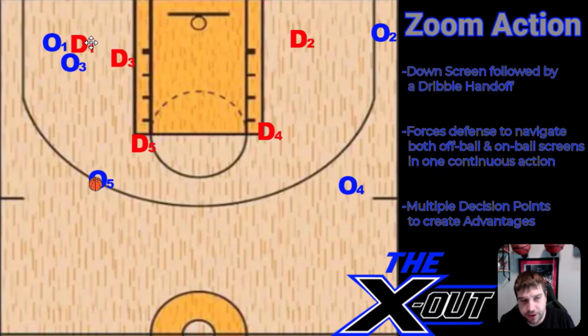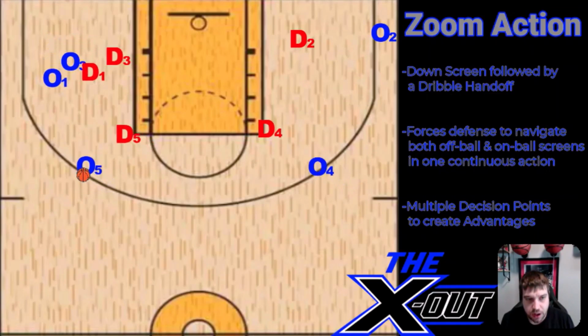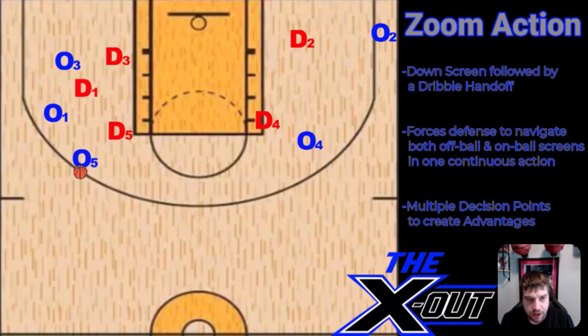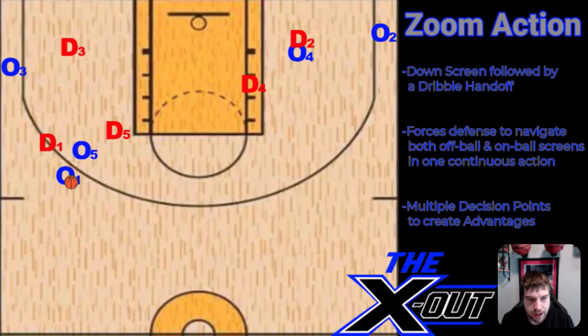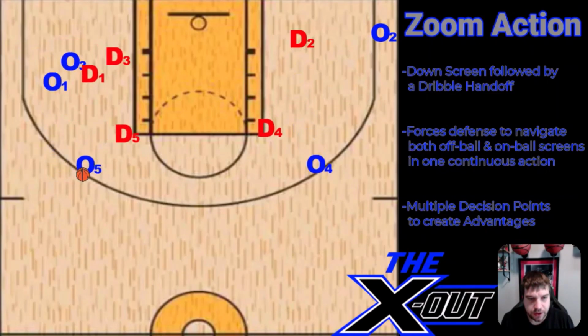Now, we don't necessarily have to do a spot screen. We can certainly do a man screen and kind of headhunt here, but we do want them to meet at the point of wherever that screen is and force the defense into a decision point. Those decision points are how we're going to be creating advantages a lot of the time. So here we see the defense go under that first screen, and then they're going to go over top the dribble handoff action over here.